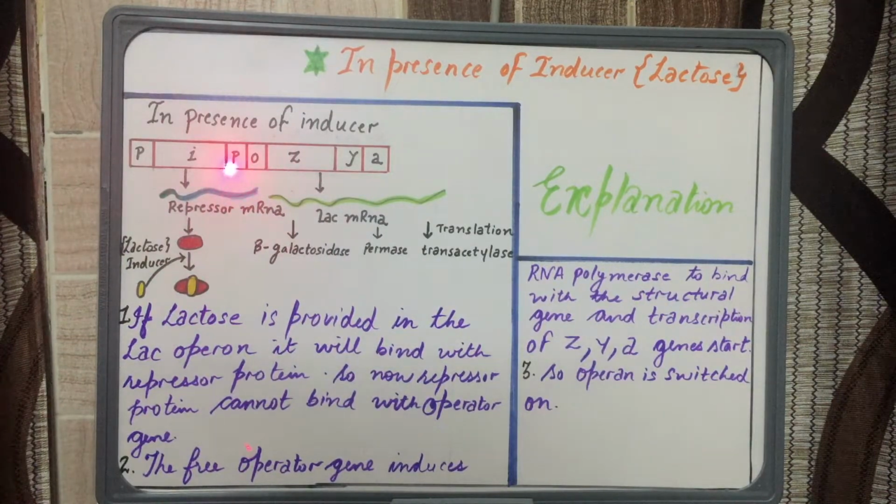So the RNA polymerase enzyme produced by gene P, that is promoter, is now free to bind with Z, Y and A gene. Hence, their transcription would take place and they would be transcribed into LAC mRNA. Hence, in the presence of lactose, as the repressor is inactivated, this whole operon is switched on. So this is why lactose in LAC operon is called inducer.